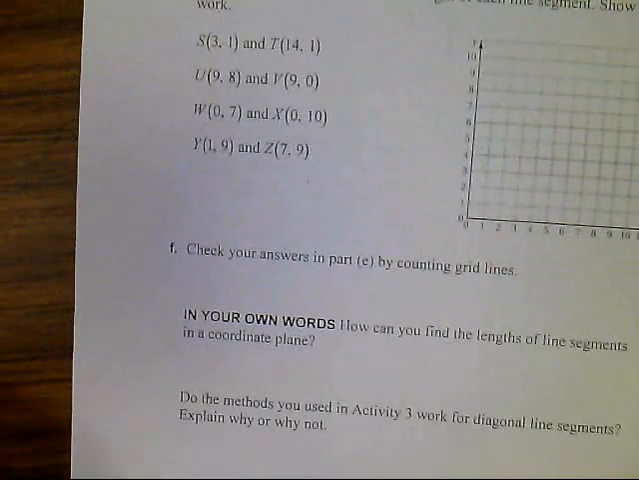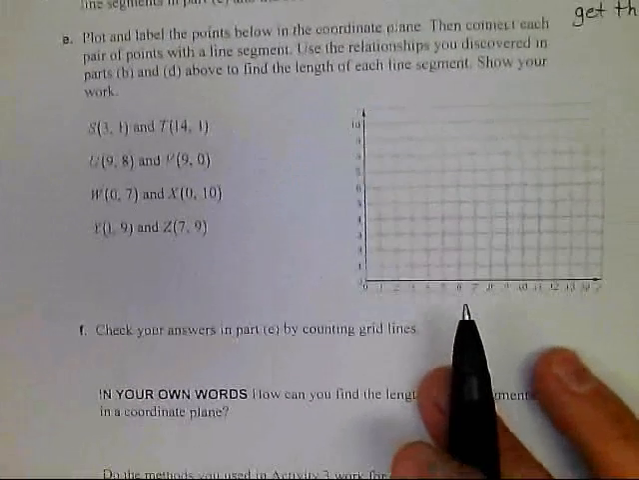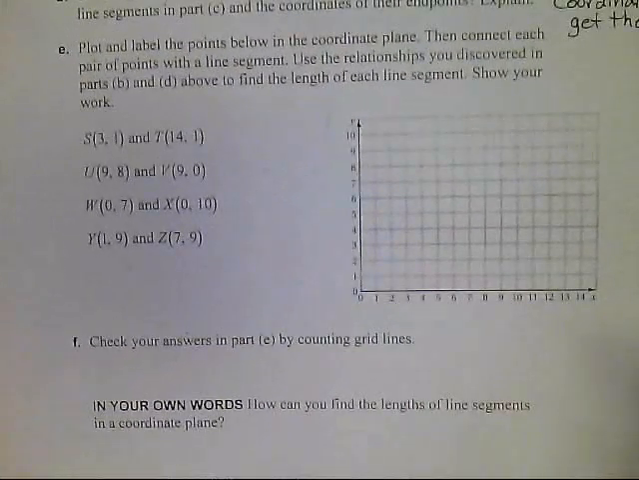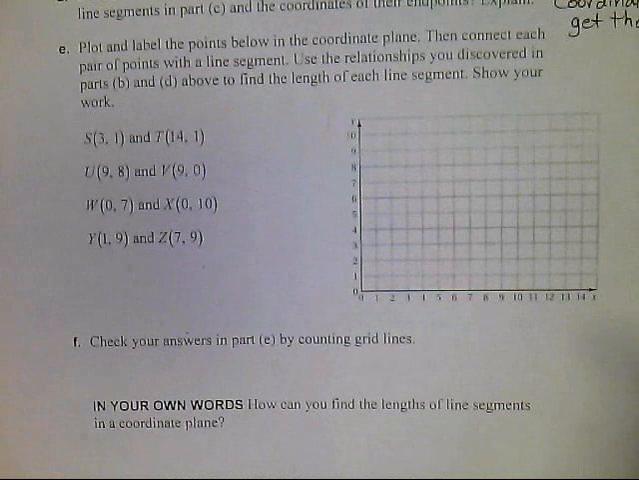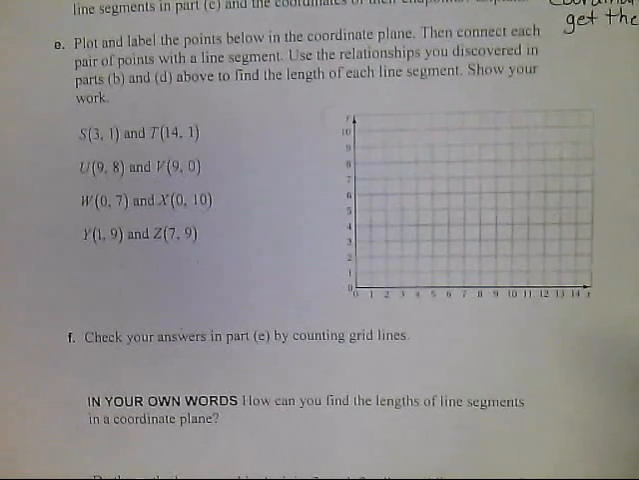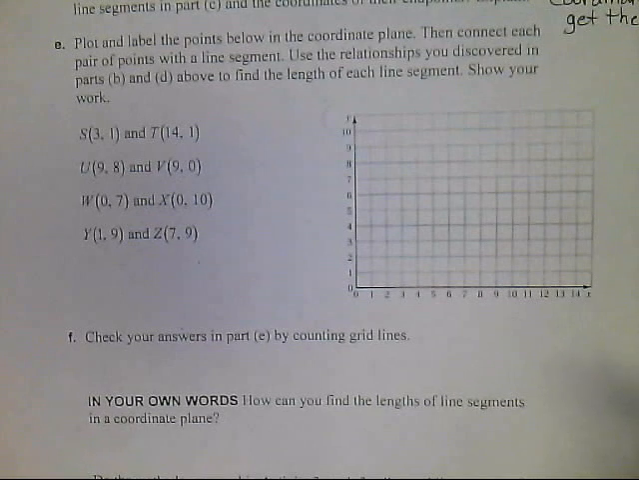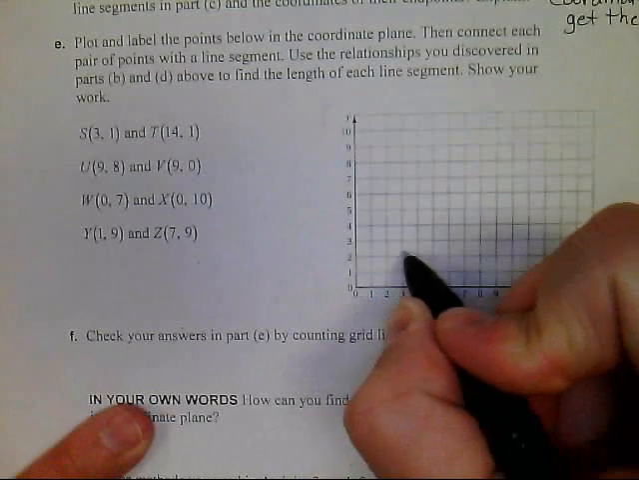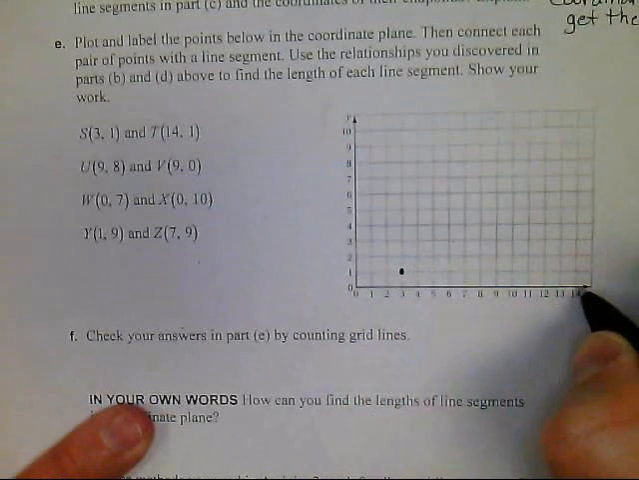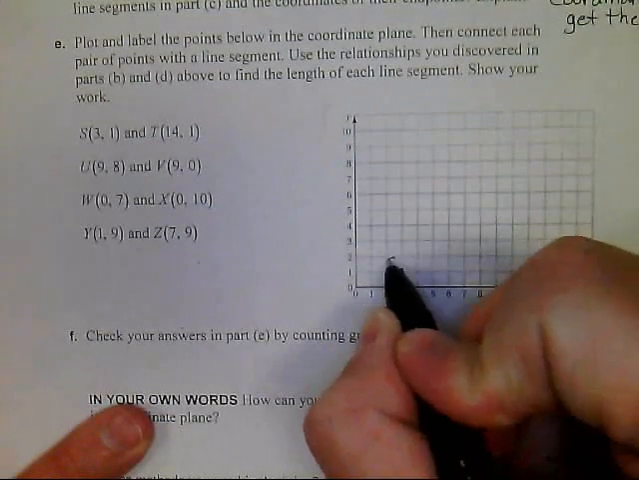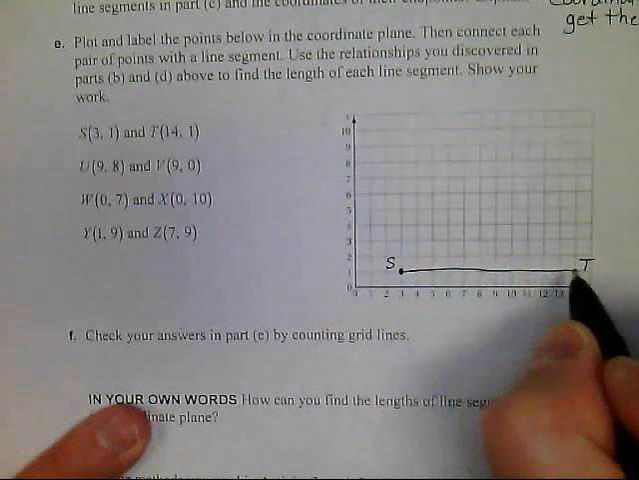So when we move on to the next section, it's the same basic concept, but they want to see if we can apply it with a new set of questions. So it says plot and label the points below in the coordinate plane. Then connect each pair of points with a line segment. Use the relationship you discovered in parts B and D above to find the length of each line segment. Show your work. So they want us to plot the points in the coordinate plane. So I'm going to start with ST. So that's over 3, up 1, and over 14, up 1. And those are points S and T, and I'll connect them with a line segment.